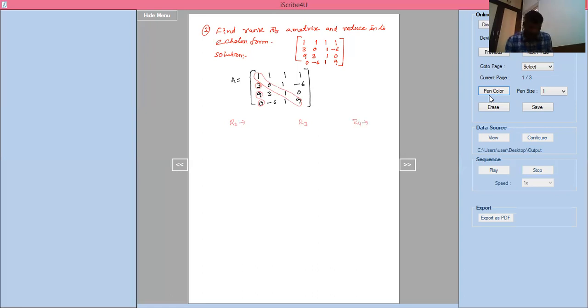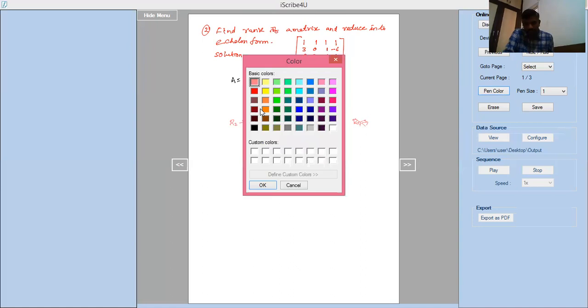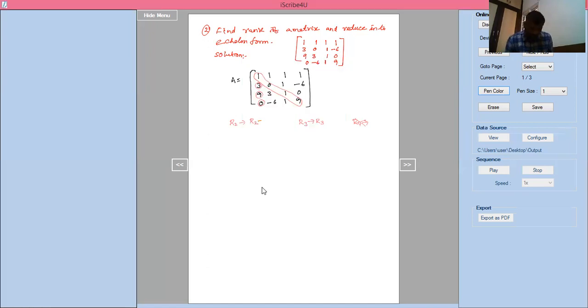In R4 we already have 0, so it is not required to do it again. Now for R2, what term should you subtract with R1 so that it becomes 0? It means R2 minus 3R1. And R3 minus 9R1, I am writing. Why? Here R3 has 9, and if I multiply the R1 row by 9, 9 into 1 is 9, so you will get 0.